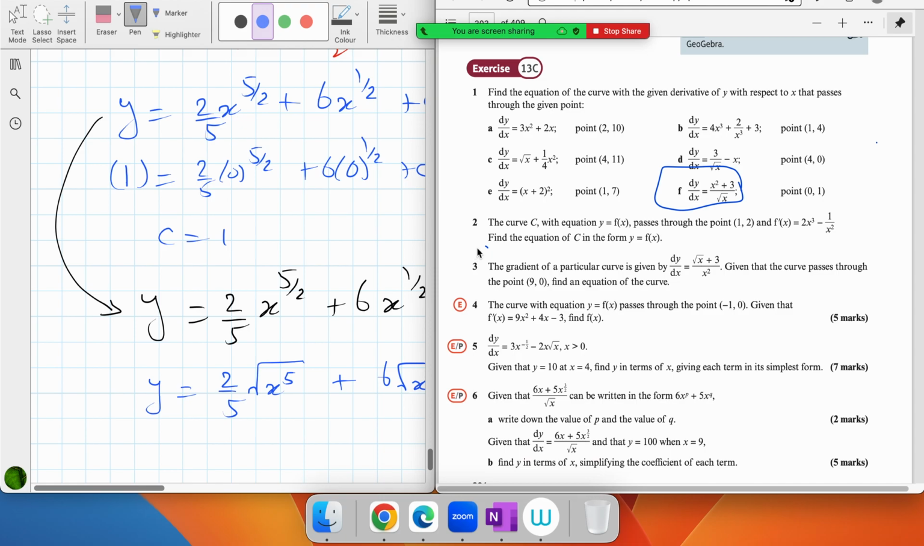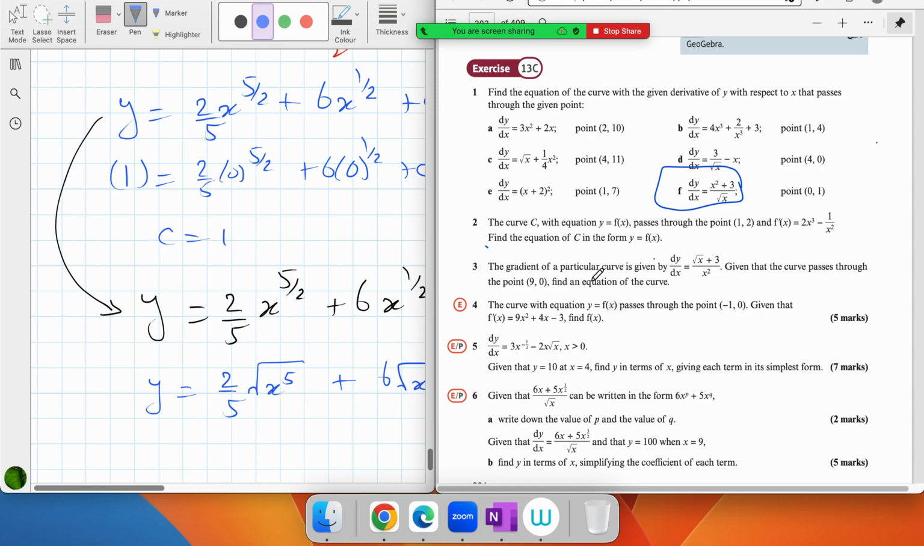Okay. Question number 2 says the curve C with the equation passes through the given point. F dash x is basically the differential. Find the equation of C in the form y is equal to f of x. This is exactly the same thing which we did in question 1. Let's see if we can find something different.